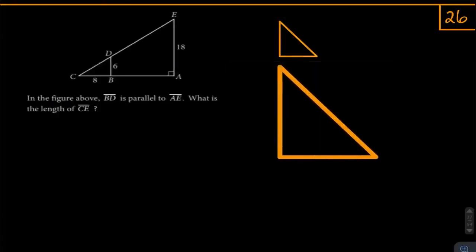Right? And they're similar, which means they're going to have a ratio. Here the little side is 6, here it's 18, and on the little one, this guy's 8. And we're trying to find this x. That's what we're really trying to find in this problem.